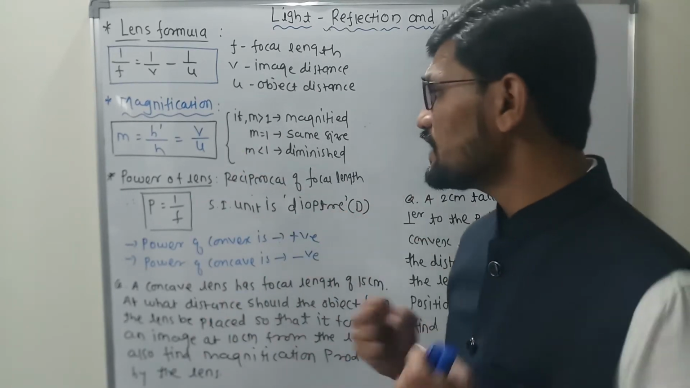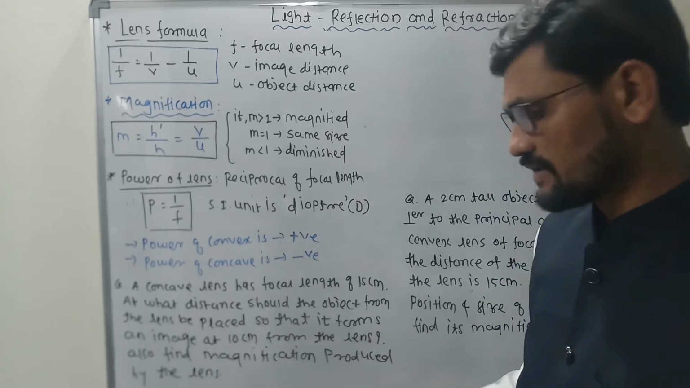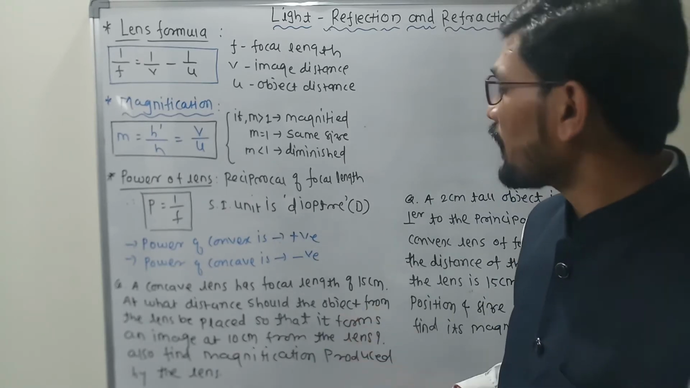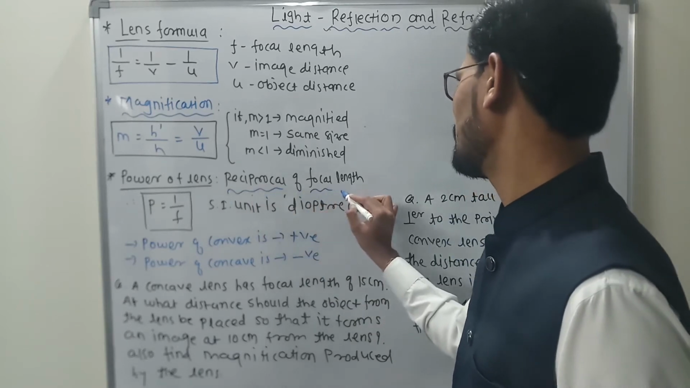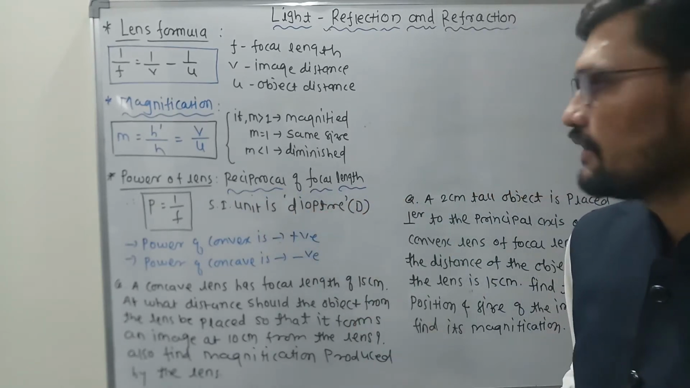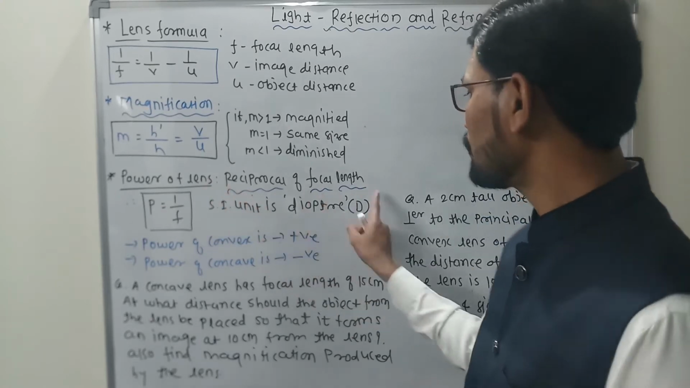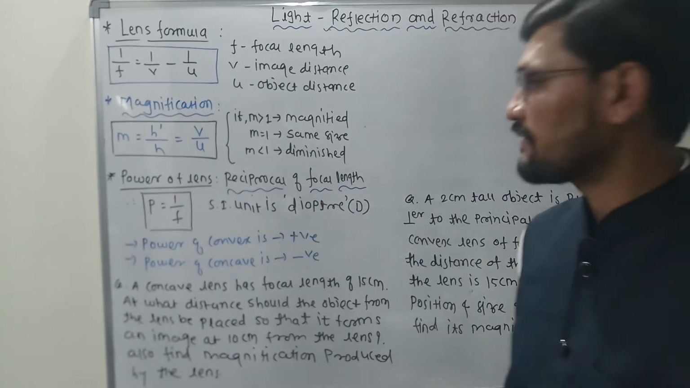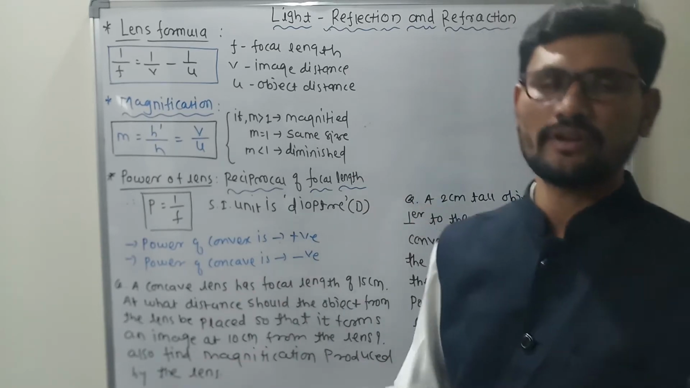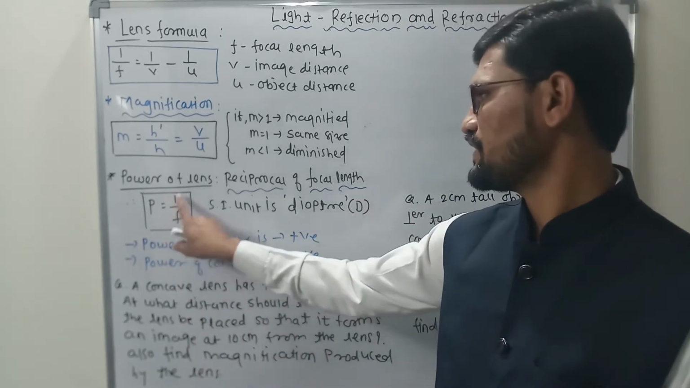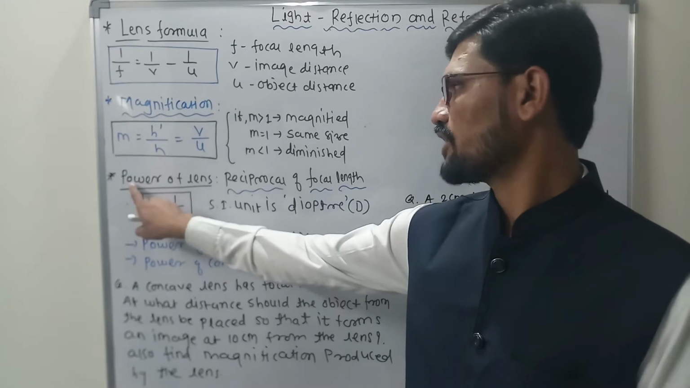Now there is one concept that is called the power of lens. What is the power of lens, sir? The reciprocal of focal length is called the power of lens. Reciprocal means what? 1 by something. 1 divided by something is called the reciprocal. P is denoted by power of lens.